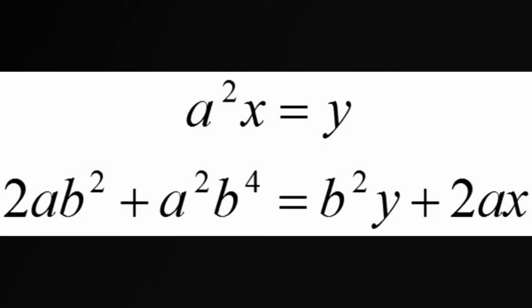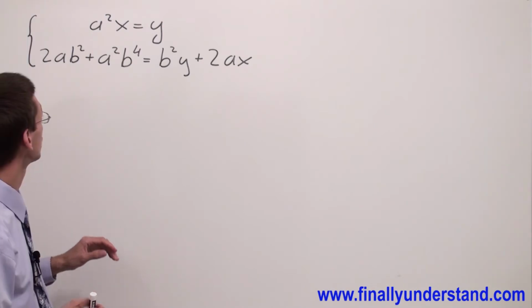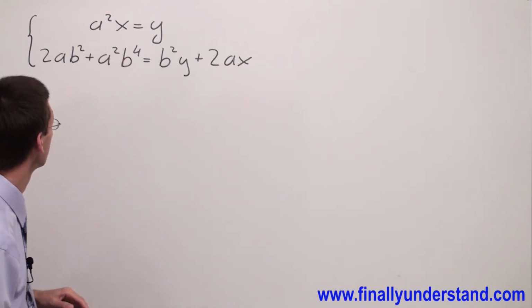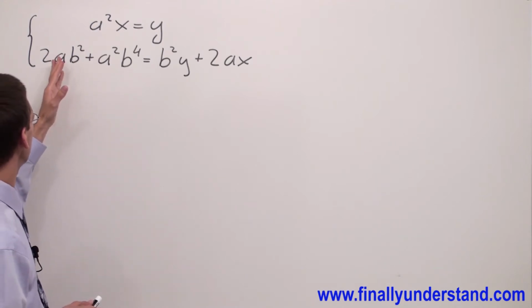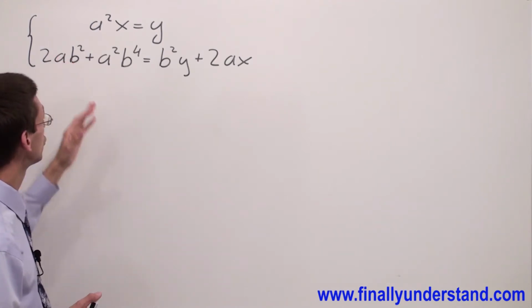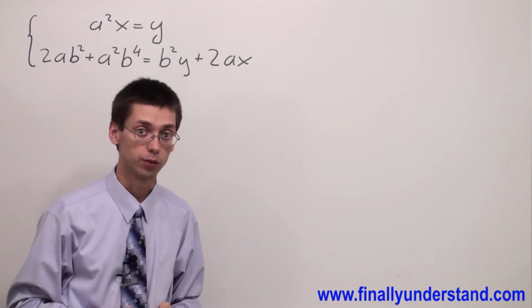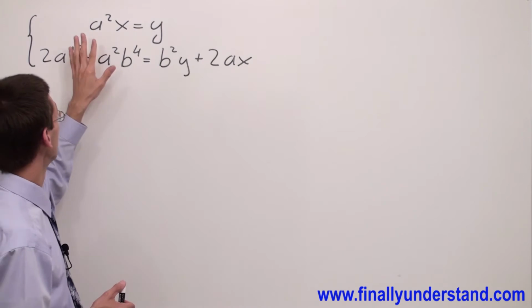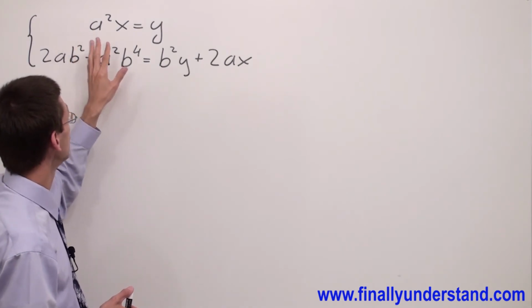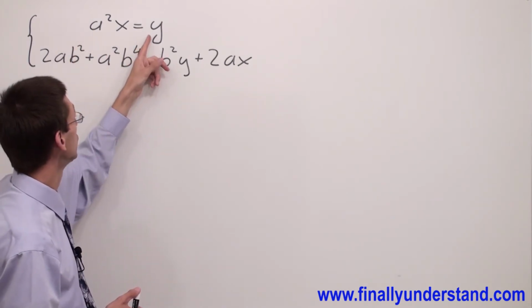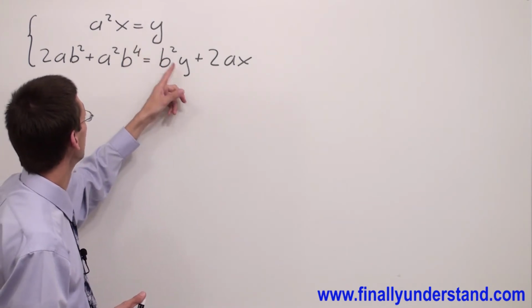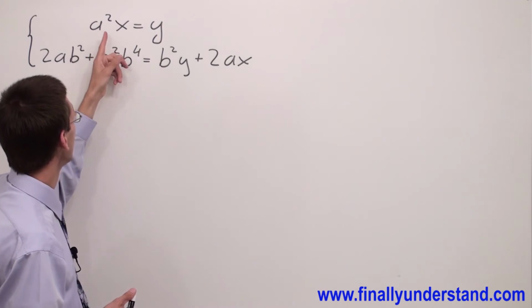Let's take a look at this system of two linear equations. We're supposed to again solve these two equations for x and y, and keep in mind that the letters a, b we treat like regular numbers. So what we're supposed to do first, look at the first equation. The first equation is already solved for y. So what I can do, I can substitute y in the second equation by a squared x.